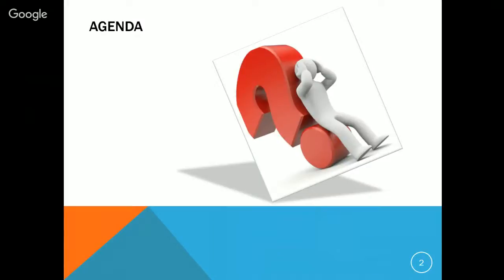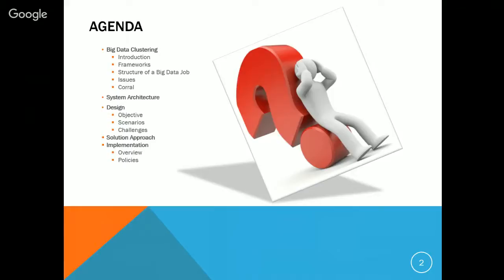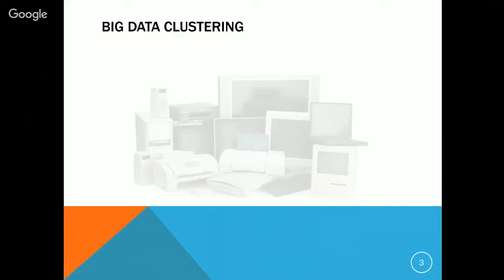So what is the agenda for today? We're going to talk about big data clustering, its introduction, frameworks, the structure of a big data job, the issues that come with it, and the Coral framework, which is what this paper is talking about. The Coral system architecture, the design of Coral, the solution approach, and the implementation, including the overview and the policies of it, as well as the results and the conclusion.